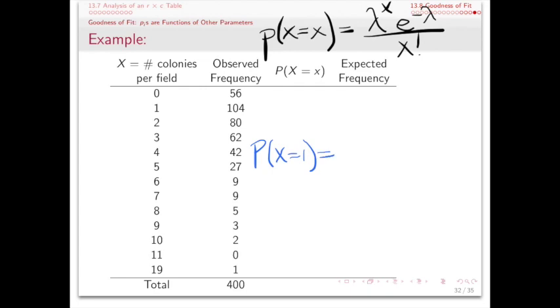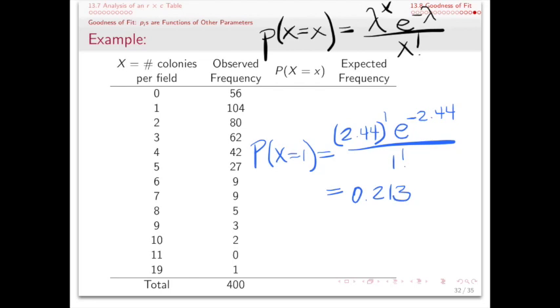This is going to be our lambda. We're going to use lambda hat, so 2.44 raised to the 1 power, e to the negative 2.44, all over 1 factorial. If we do that, we'll get 0.213. Similarly, we do that for every possible category here, including where x is equal to 0, and we generate the following probabilities that you'll see on the next slide.